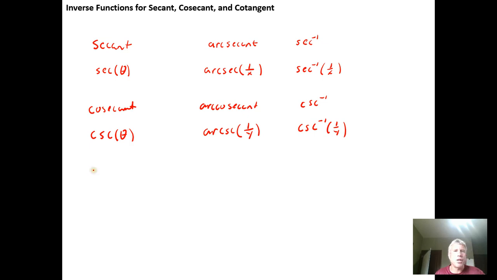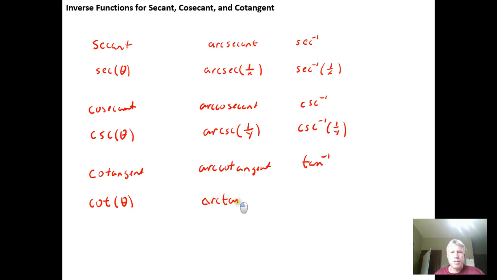And the same stuff for cotangent. We've got a cotangent function. So there is indeed an arc cotangent function, an inverse function for cotangent. We could use the inverse notation. We know that the cotangent function takes an angle as an input, and the output is x over y. So we get the arc cotangent function. The input would be the ratio x over y, or we could say cotangent inverse. The input would be the ratio x over y.